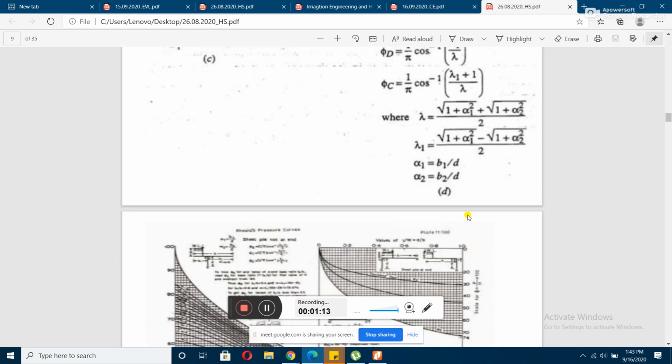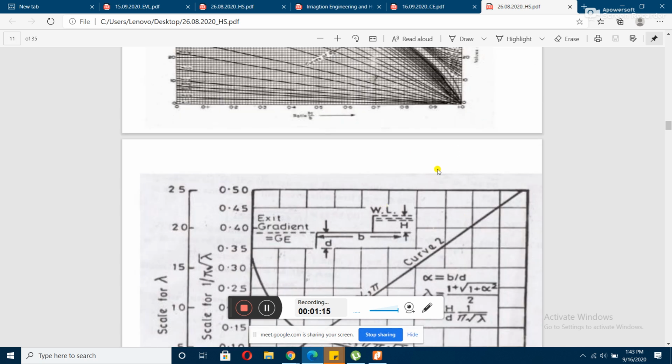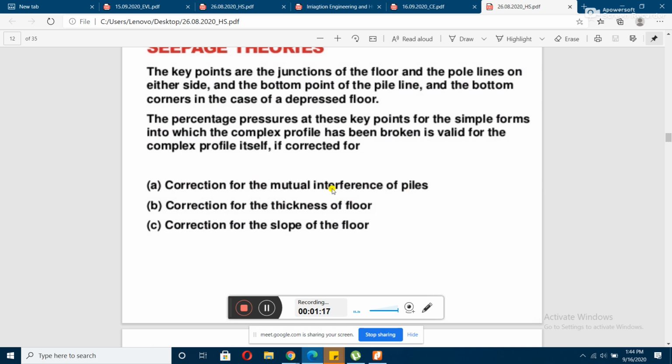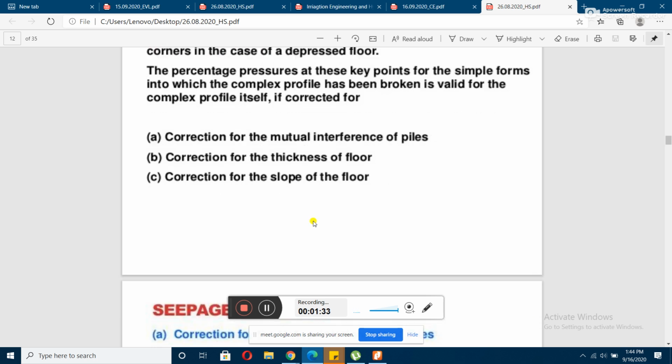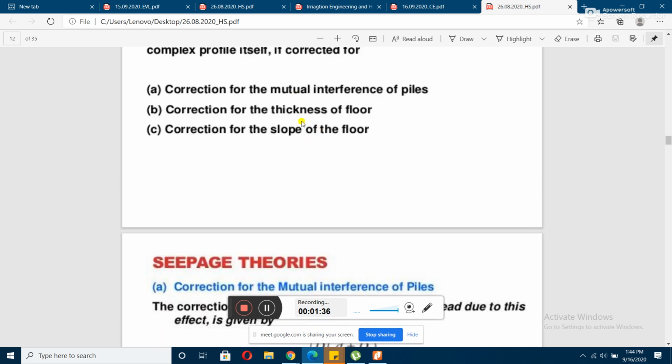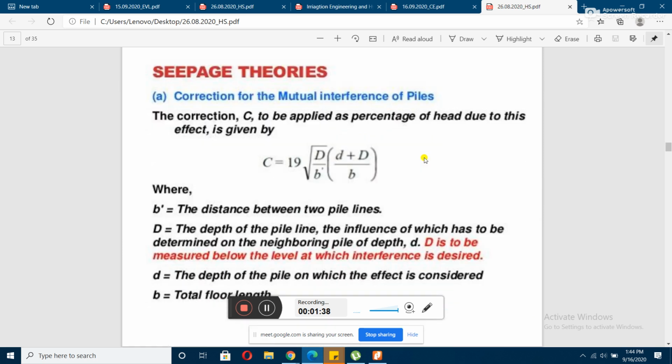Okay, so at the end what needed to be done was to do this type of corrections, right? We have seen this. What are the corrections? One is for the mutual interference of piles, another is the correction for the thickness of the floor, and the last one is the correction for the slope of the floor. Okay, so what was the correction for the mutual interference of piles?